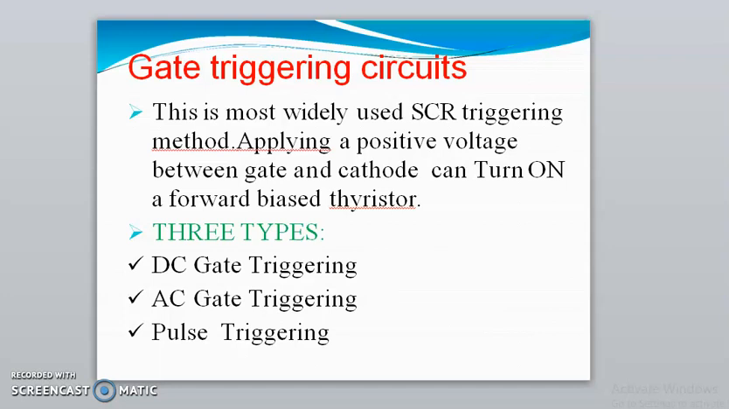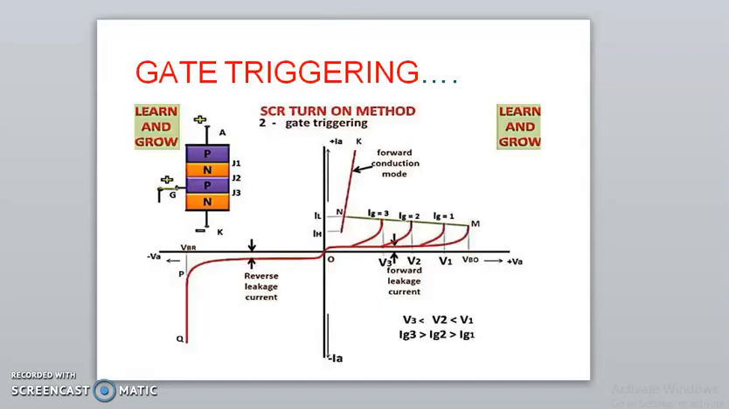This method is the SCR triggering method commonly used, and in this a positive voltage is applied between gate and cathode, and it will turn on the SCR in the forward biased condition. For gate triggering, a signal is applied between the gate and the cathode of SCR. The three types of signals which are used in this are DC signals, pulse signals or AC signals.